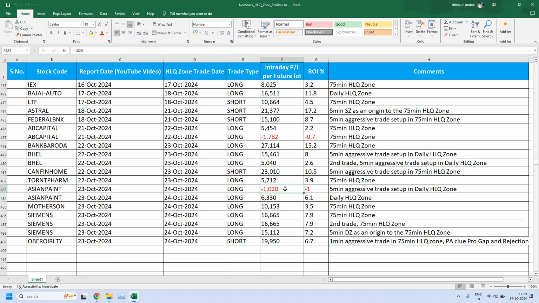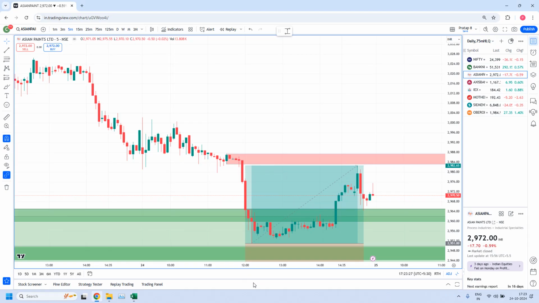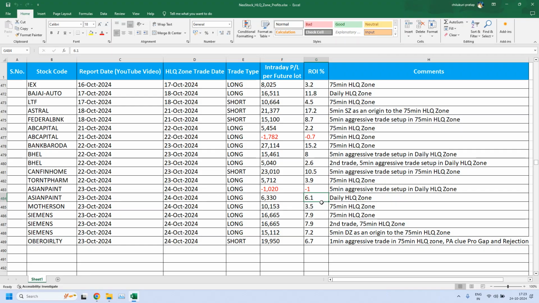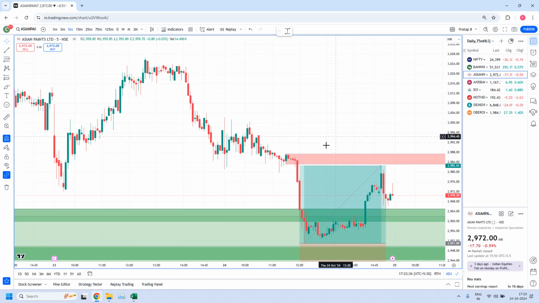So here, the first one, the 5 minutes aggressive trade setup, is violated. So we got a loss of 1020 rupees, and negative ROI is 1%. So 1% loss on our margin amount. That was your investment. When it comes to the second trade, 6,330 rupees profit, which is 6.1% ROI as per one futures margin cost. From here to here, it has given 6.1% ROI. So this is about Asian Paints.